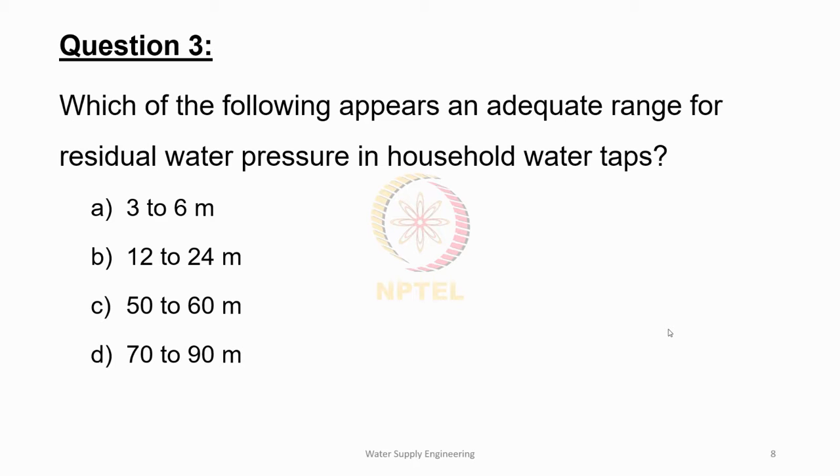Which of the following appears an adequate range for residual water pressure in household water taps? Option A, 3 to 6 meter. Option B, 12 to 24 meter. Option C, 50 to 60 meter. Option D, 70 to 90 meter. Which is the adequate range for residual water pressure in household water taps?